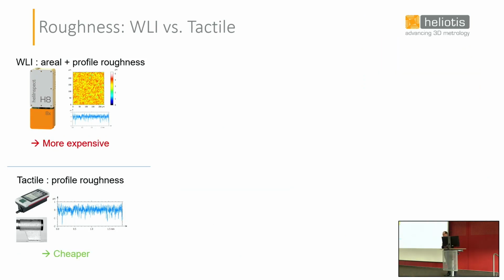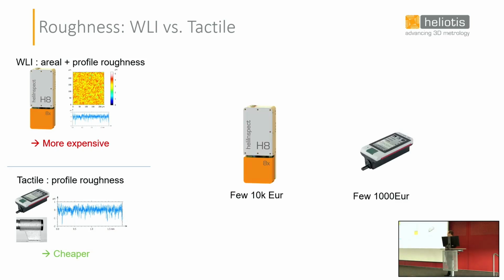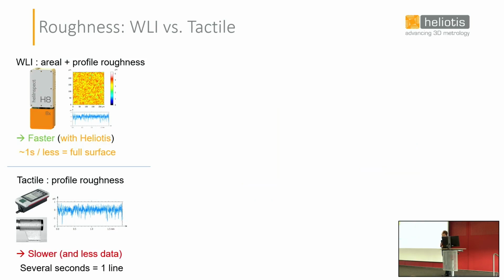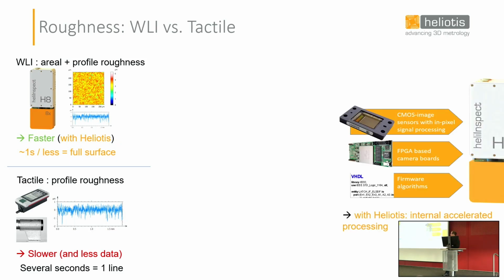So on the other side of the coin, there is the cost. Obviously, tactile, a few thousand, PLI, a few 10,000. For that money, however, you get with PLI a full surface, in the case of Heliotis in a second or less, so really, really quickly, a lot of information, compared to a tactile probe, where you get one profile in several seconds. You can see the speed difference.